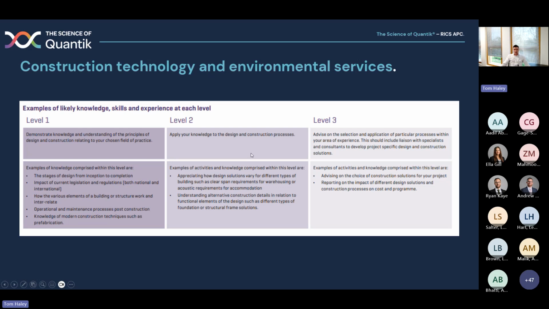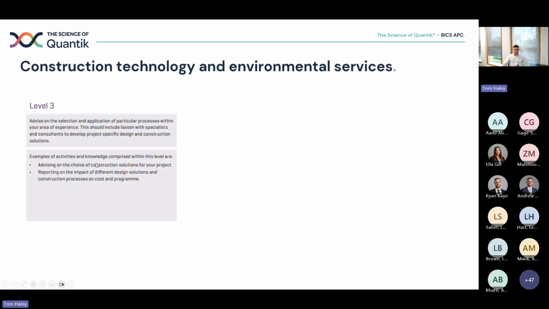Construction tech and environmental services at level 3. So the first bullet here: advising on the choice of construction solutions for your project. Design and construction meetings. So you are the person who understands the budget. You will advise, or tell people what's in the budget, and give them advice on the cost impact of different solutions that might be considered for a problem that's occurred.